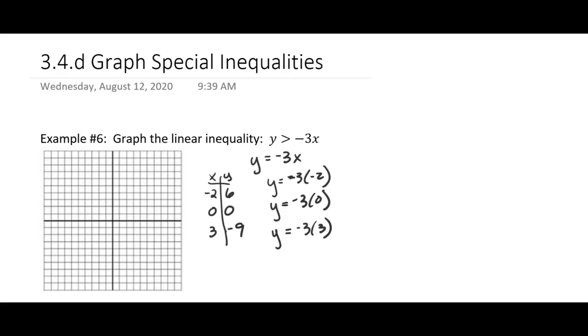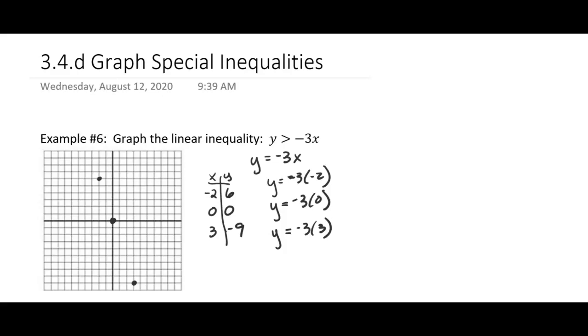So negative 2, 6 is going to be 1, 2, 3, 4, 5, 6. It's going to be right there. And then 0, 0 is going to be right there. I picked bigger numbers. And then 3, negative 9 is going to be way down here. But that makes a line, okay?